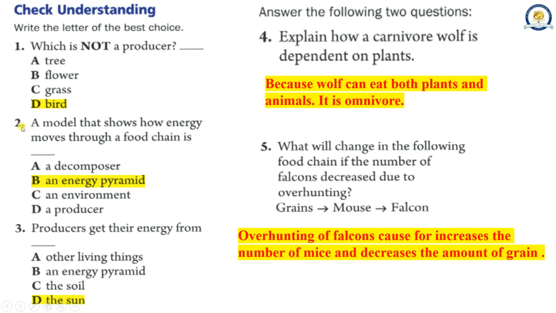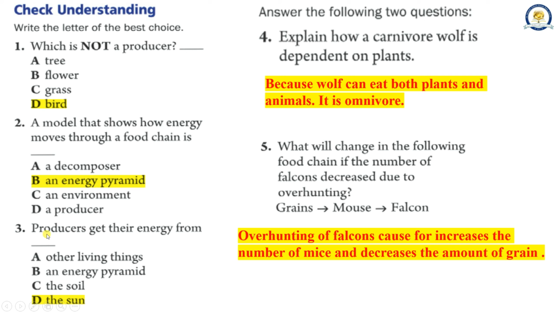2. A model that shows how energy moves through a food chain is A. A decomposer. B. An energy pyramid. C. An environment. D. A producer. The correct answer is B, an energy pyramid.